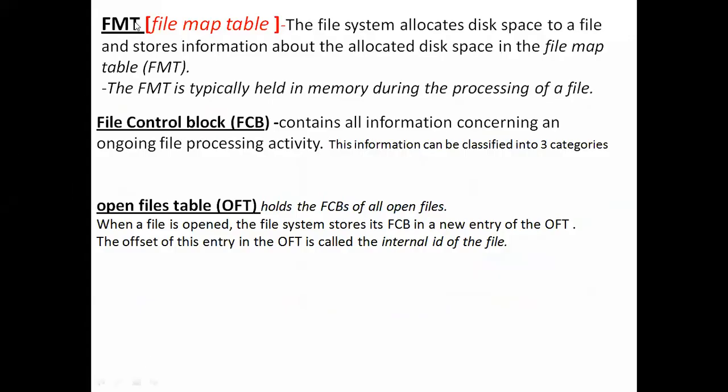Next is FMT. FMT stands for file map table. This file map table contains information about the disk blocks which are allocated to a particular file. This FMT table was also used in the indexed allocation, which we have seen in the previous slide. So the function of the file map table is to contain the information about the disk blocks allocated to a particular file.